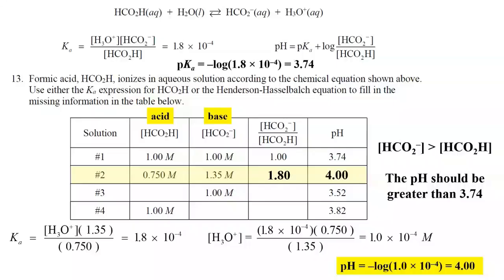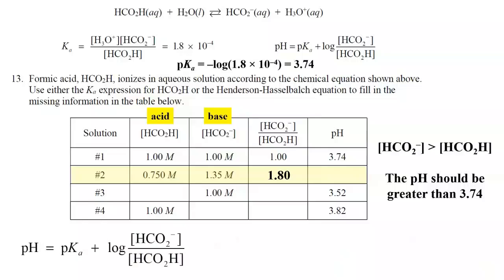Now, I will use the Henderson-Hasselbalch equation, and we should get the same answer. So it's going to be 3.74 plus the log of that ratio, which is 1.80. And when you do that math, you get 3.74 plus 0.26, which is equal to 4.00. So we got the same answer for the pH of solution 2 by using either the Ka expression or using the Henderson-Hasselbalch equation. Now let's move on to solution 3.